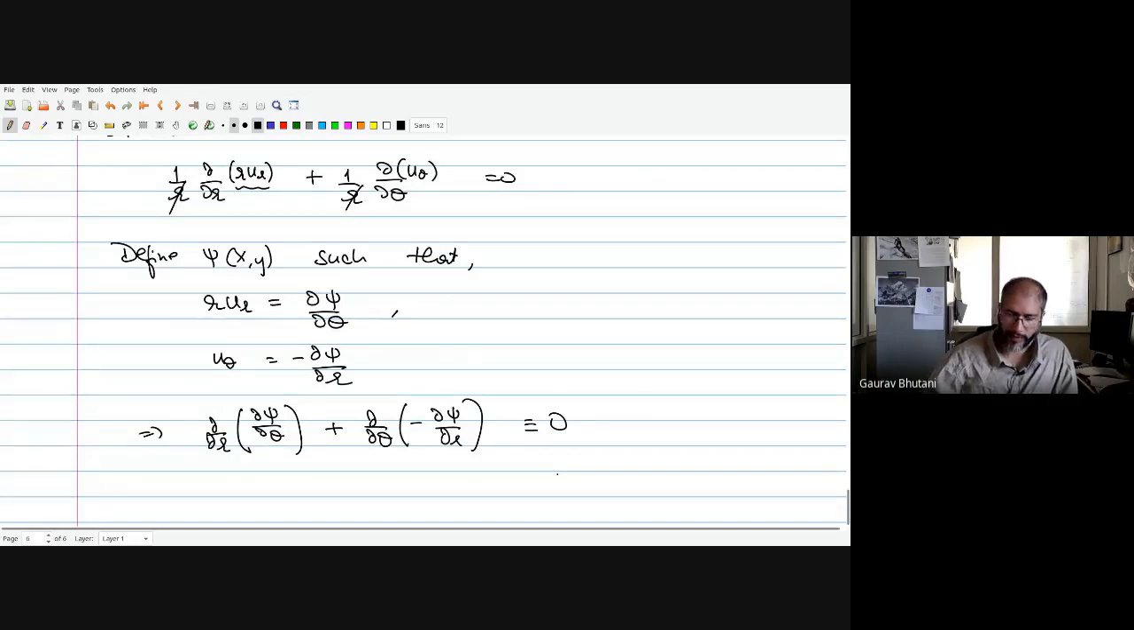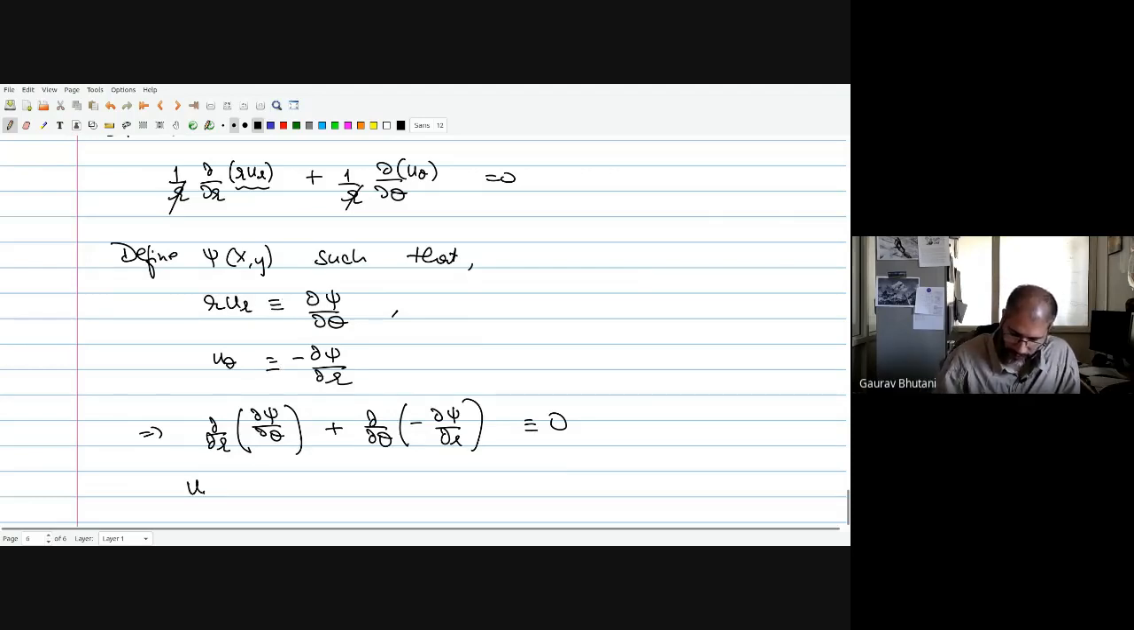So what we've done is, remember, it's a mathematical trick. There's nothing physical about defining a stream function. We are doing all this to mathematically satisfy the continuity equation automatically. So this definition works.